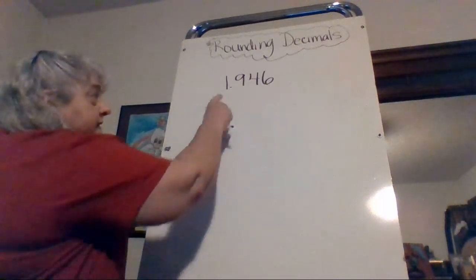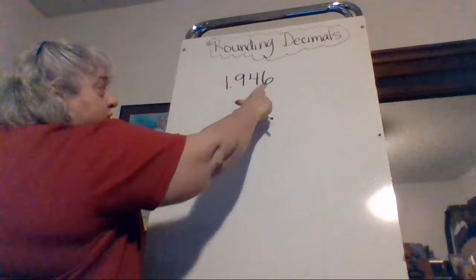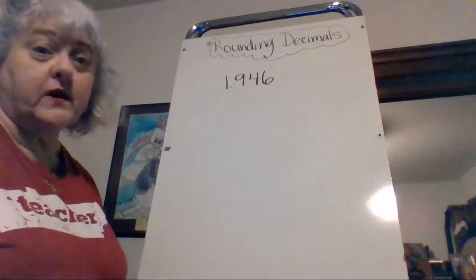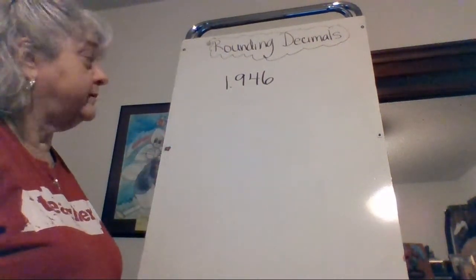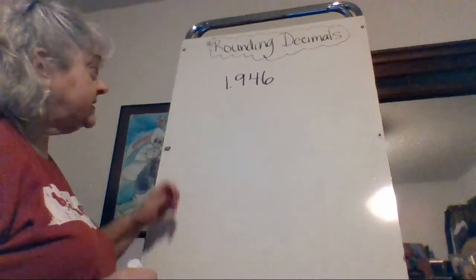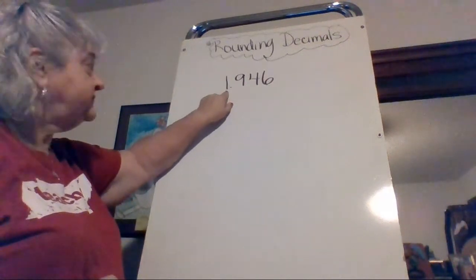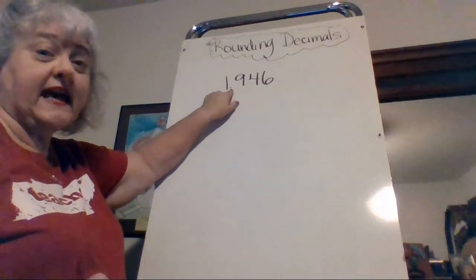Remember always that in this number, 1.946, the correct way to read it is not "one point nine four six." You need to include the place values. So you start by saying the whole number first: 1. The decimal point says "and."